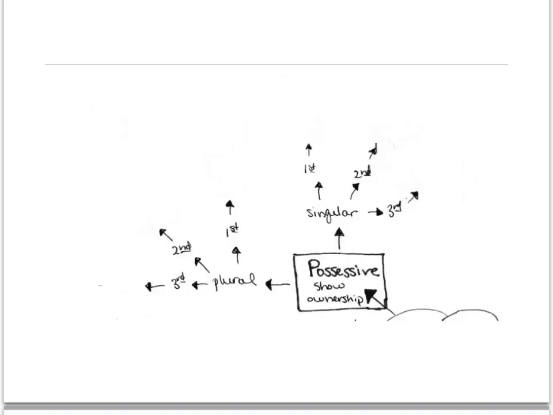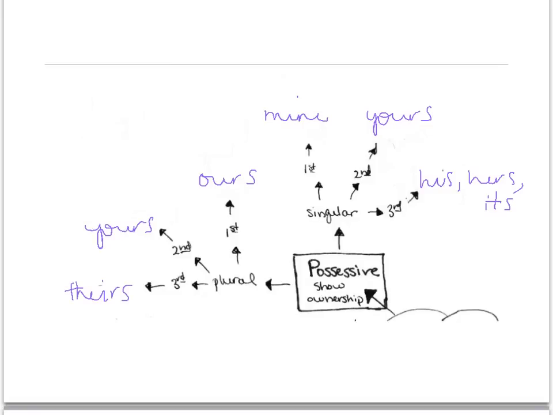The possessive pronouns all show ownership. Just like personal pronouns, possessive pronouns have singular, first, second, third, and plural, first, second, third. The singular forms: first person is mine, second person is yours, third person is his, hers, or its. With plural first person, we have ours, we again have yours, and then we have theirs.